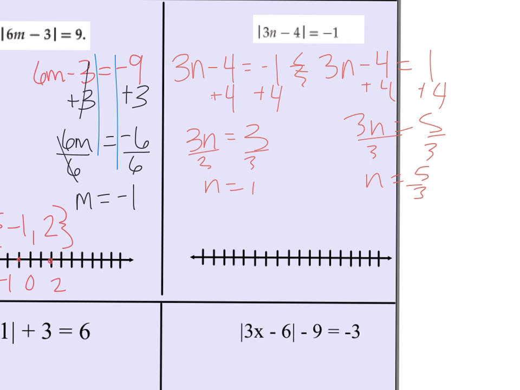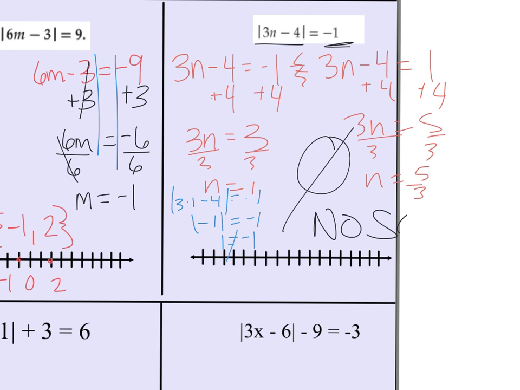This is where checking your solution matters. So I get 3 times 1 minus 4 is equal to negative 1. I get absolute value of negative 1 is equal to negative 1, but the absolute value of negative 1 is 1. And negative 1 is not equal to 1, so this would be a no solution because I can't have absolute value equal to a negative. So without all that work, I could have just said that and written no solution.